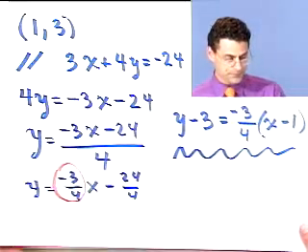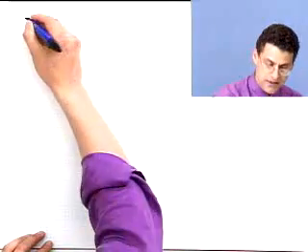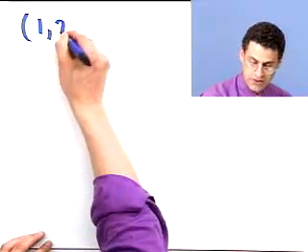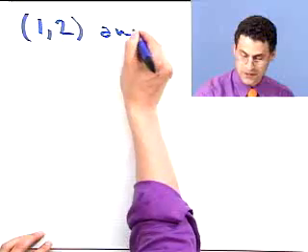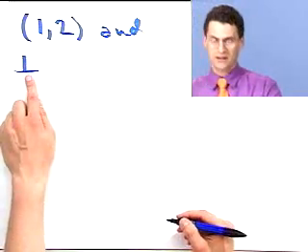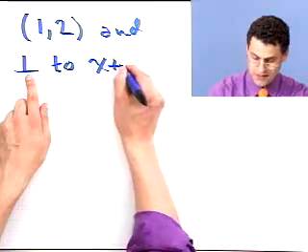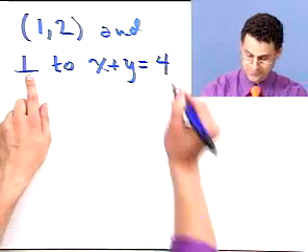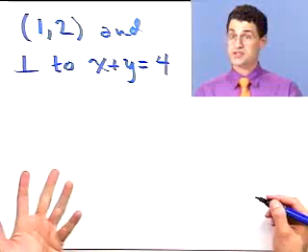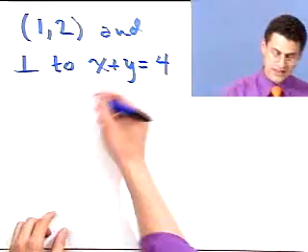Let's try one more question of the sort. Let's find the equation of the line that passes through 1, 2 and is perpendicular. By the way, sometimes that's denoted with a little angle like this. That's perpendicular to x plus y equals 4. So what's the equation of that line? I have a point. I need the slope. How do I find the slope? Well, I solve this for y.